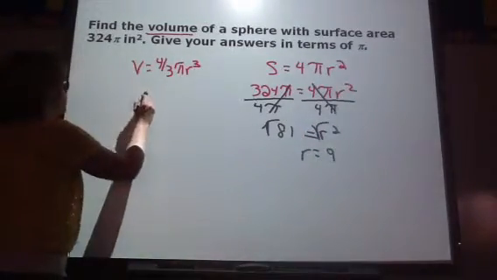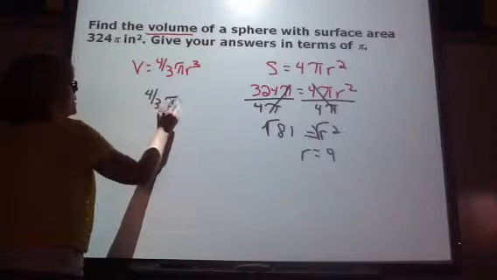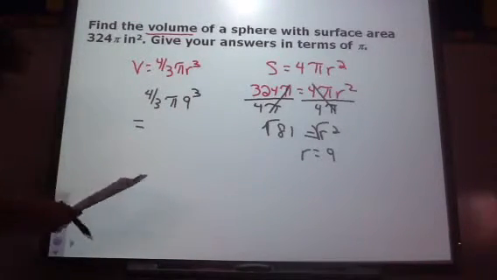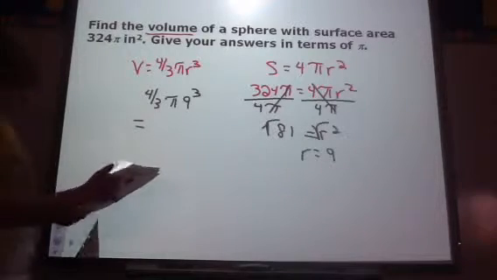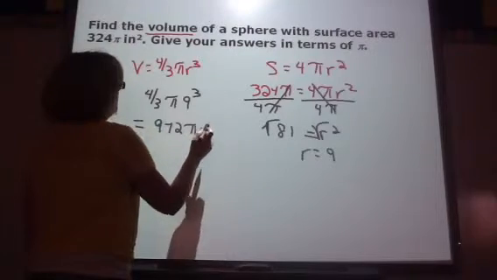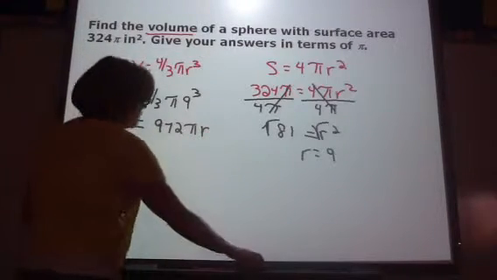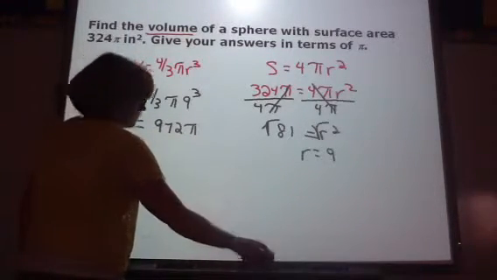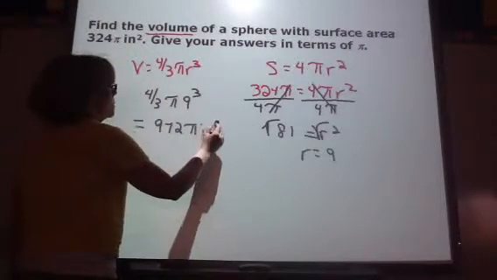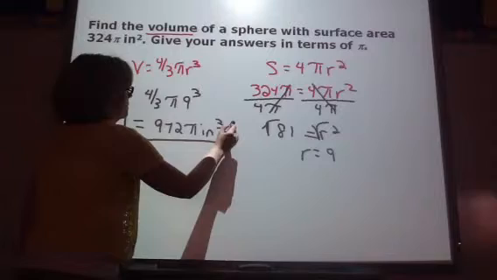And then we can bring it over here and substitute it in to find out what the volume is. Leave in terms of pi. So our answer is going to be 972 pi, and we're talking about inches. Volume is your cubic units.